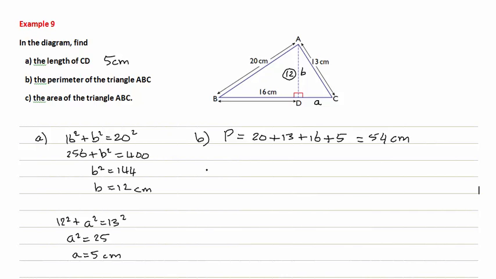Okay, part C is the area. And the formula for area of triangle is half times the base. So 16 plus 5, that's going to be 21. Times the height, which was part B, which was 12. When you multiply them all up and simplify, you'll get 126 cm squared. Okay, that's how you find the area.